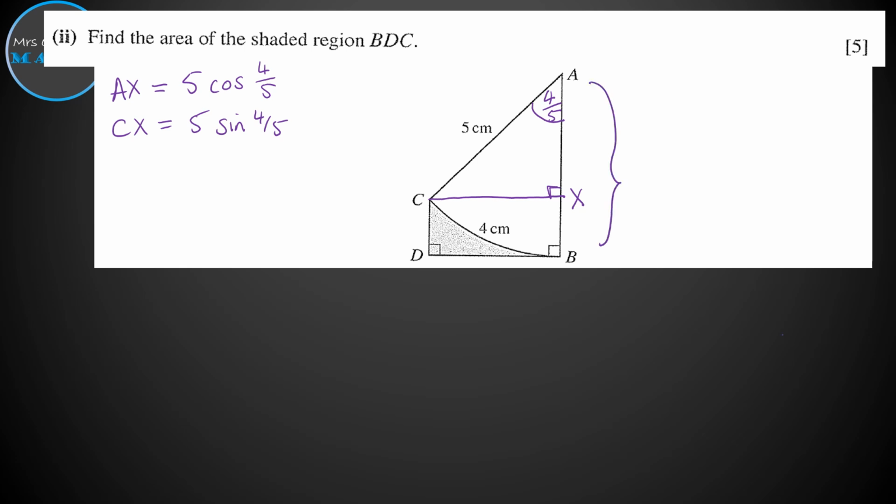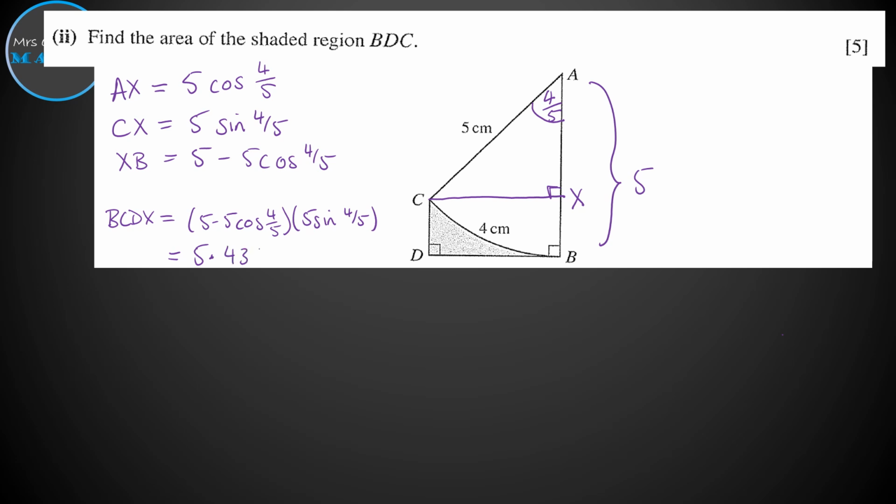Now, since AB is a radius, that will also be 5. So then XB will be 5 minus AX, which was 5 cos 4/5. Now we can work out the area of the rectangle by multiplying those two sides together, the XC and the XB. And if you put that in your calculator, this is what it comes to.